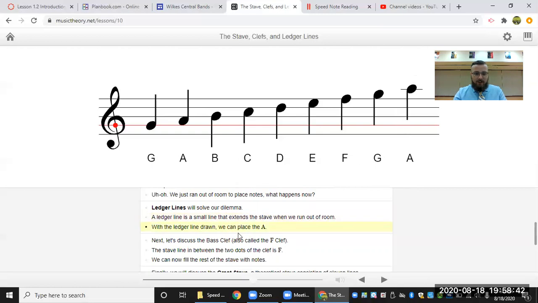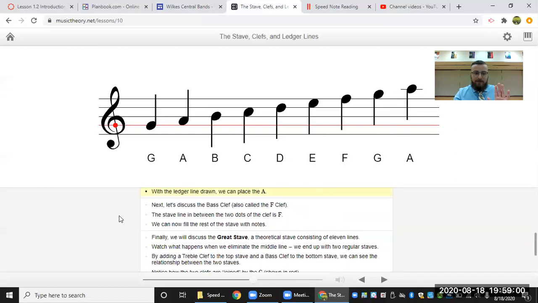The ledger line drawn there, we can put an A on it. So we ran out of room, we made another line. I know that's beyond five lines, but it's just a little tiny one. And now we can draw an A, okay? And then your alphabet continues ascending from there. Cool.